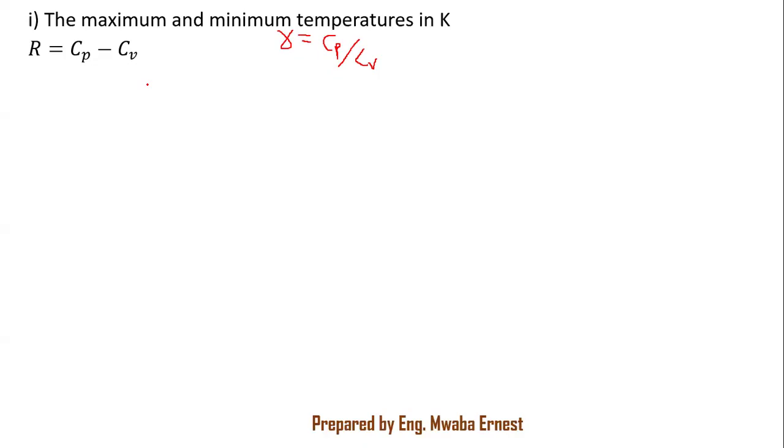So in this case, we're looking for R. CP and CV have already been provided. CP is 1.008 minus the CV, 0.712.